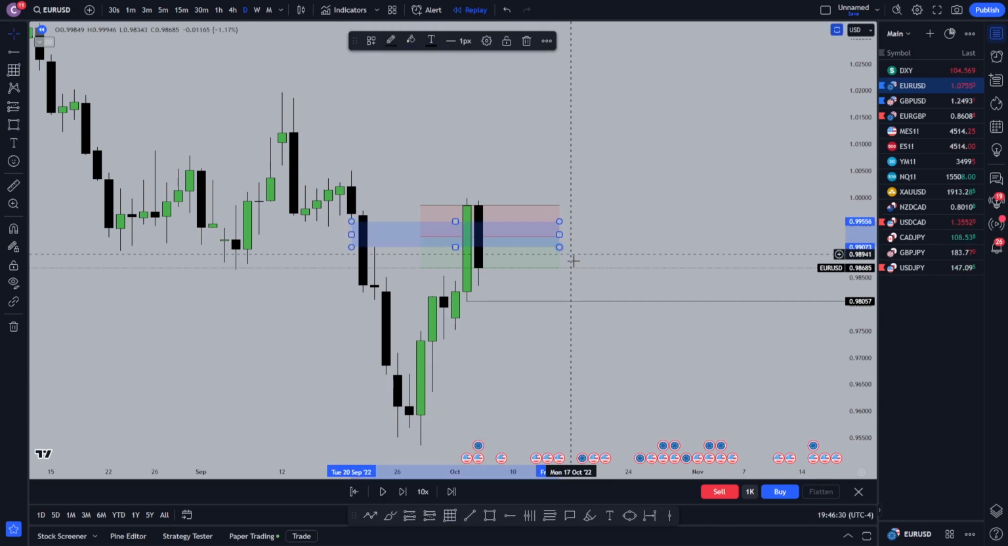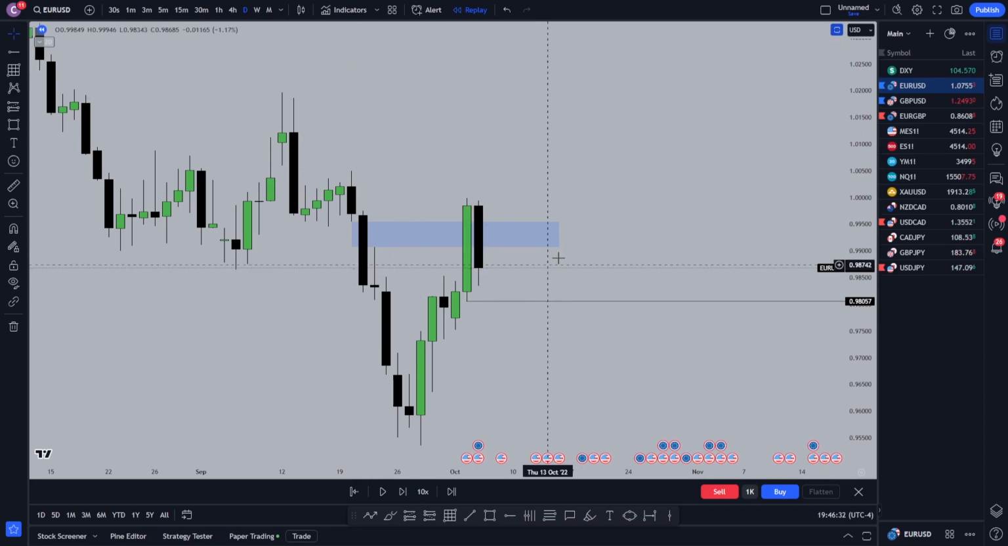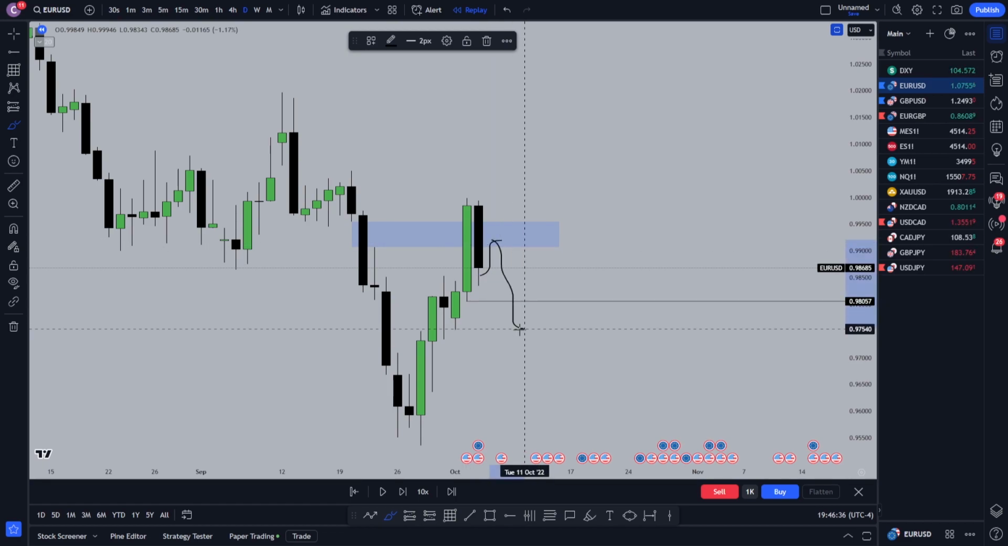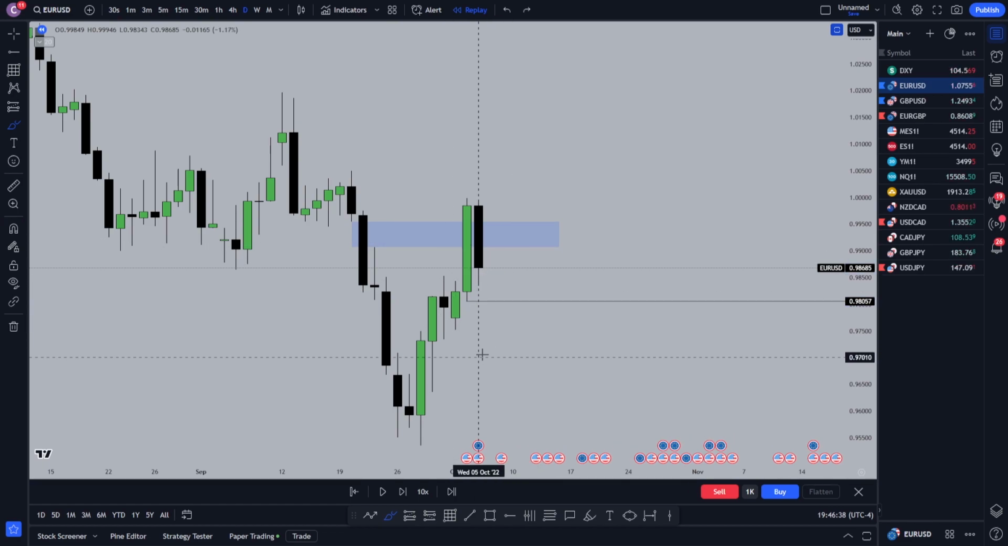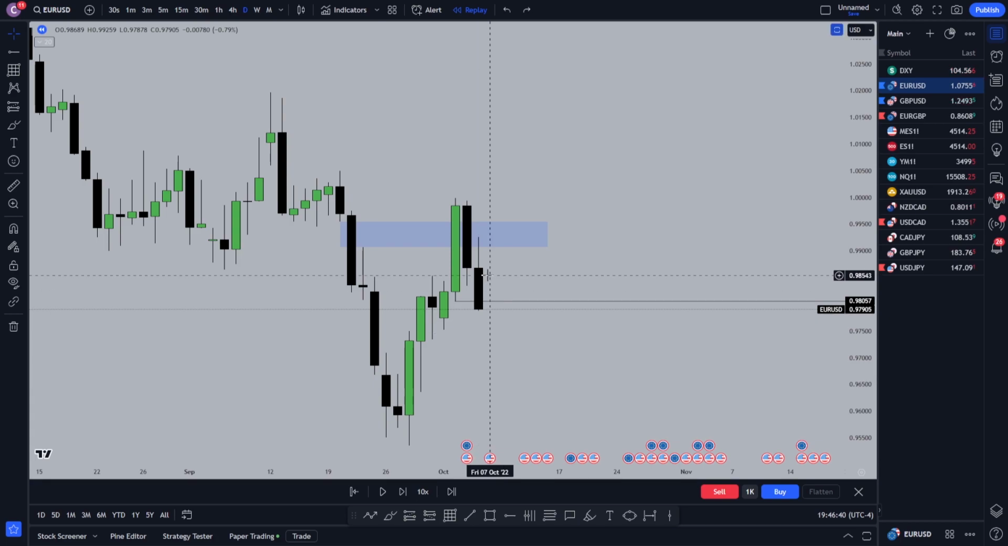So we could see price come up into this fair value gap area. So price to reuse this fair value gap, come up into it, and then take out this low. So it's done just that. Let's see if we came up to the 50% of the body. Yeah, so we came up to the 50% of that body exactly.